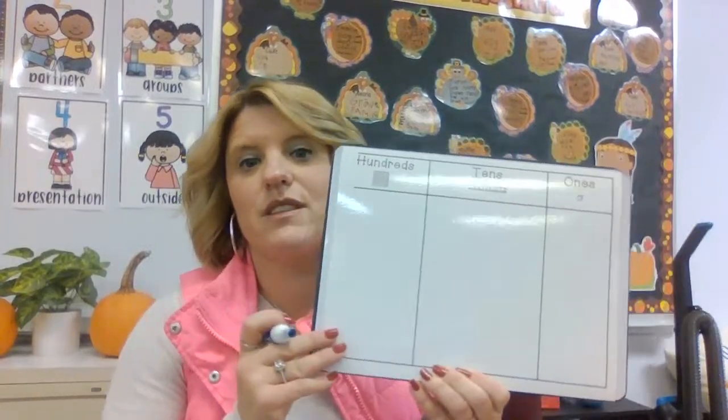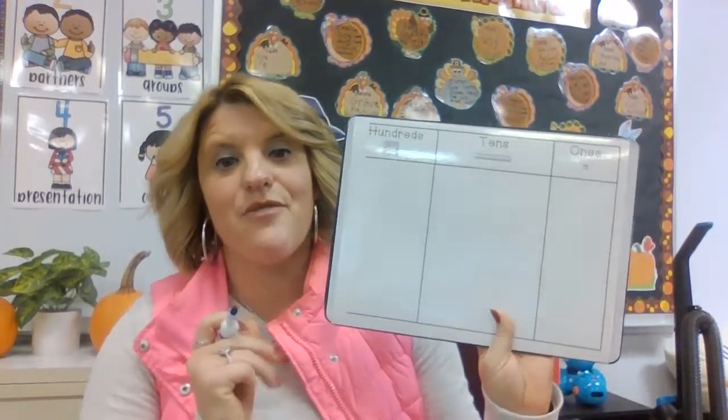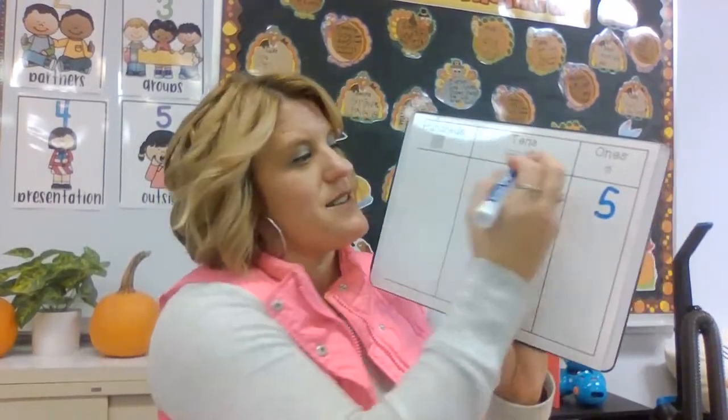Now, you can also use this chart in another way. Students can use this chart to create a number. So if I gave a student the number 35, they would know that I have 5 ones, 3 tens. Now, this number would be 35.